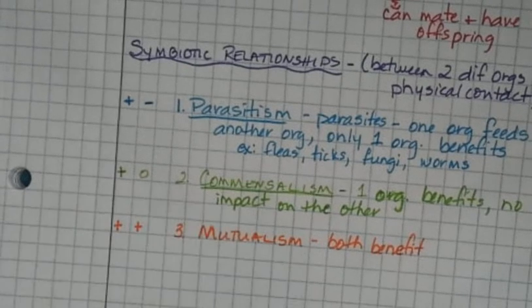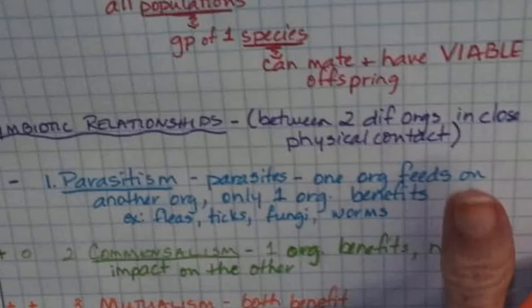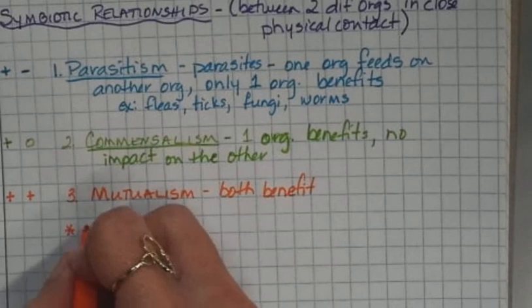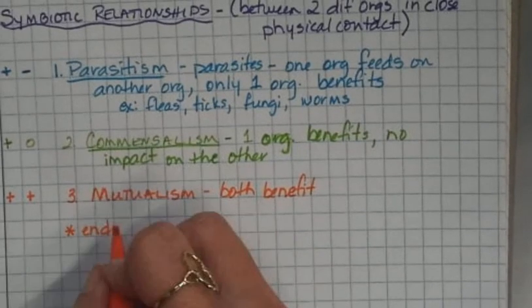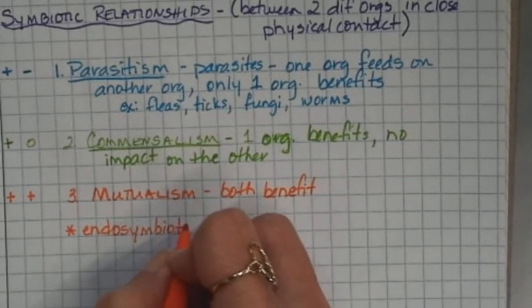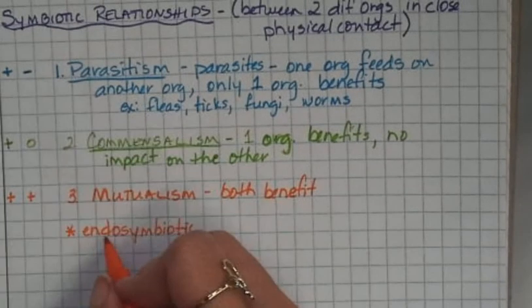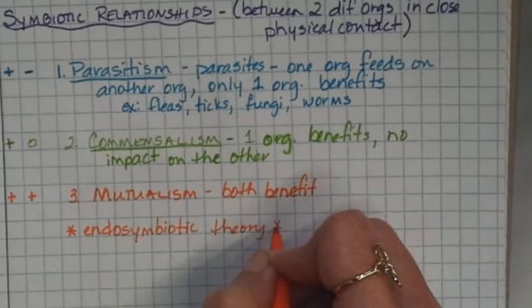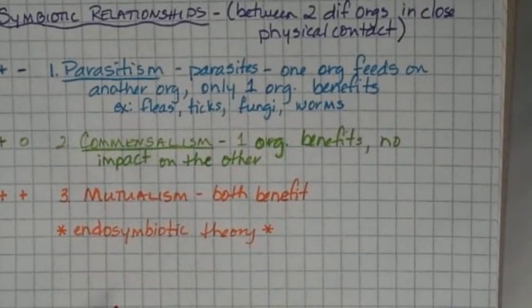Both of them benefit. So what I'm going to mention to you right here is something called the endosymbiotic theory. I'm going to bring it up now. It's not going to be on your test, but you're going to hear it now. I'm going to prep the way for you now. Endosymbiotic, okay, there's the symbiotic. Endo means inside, theory.